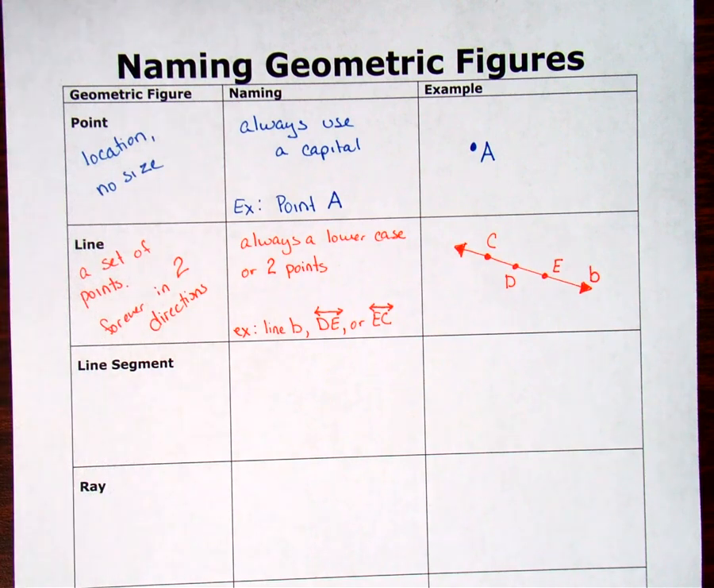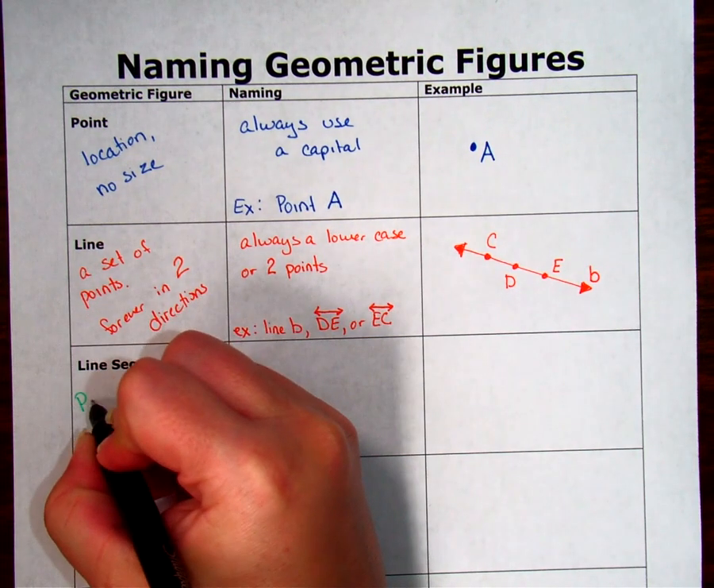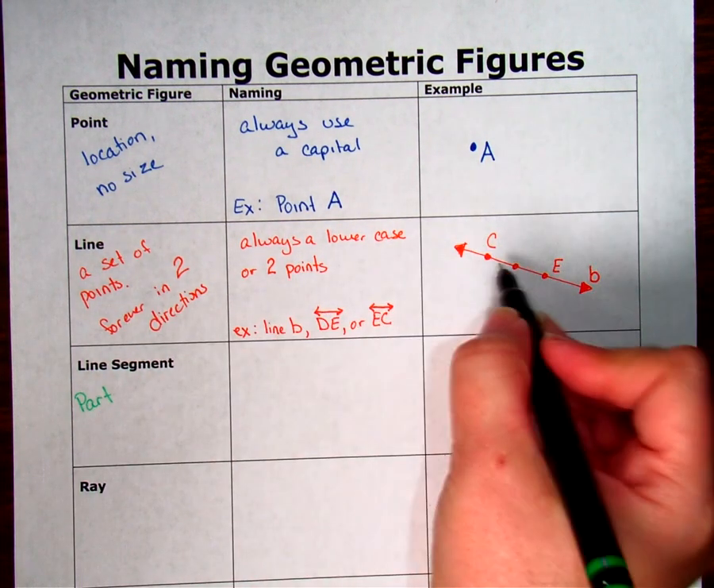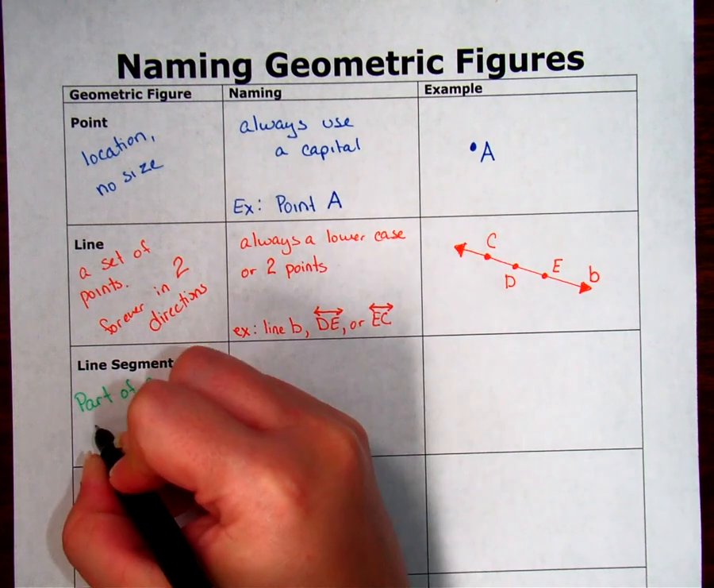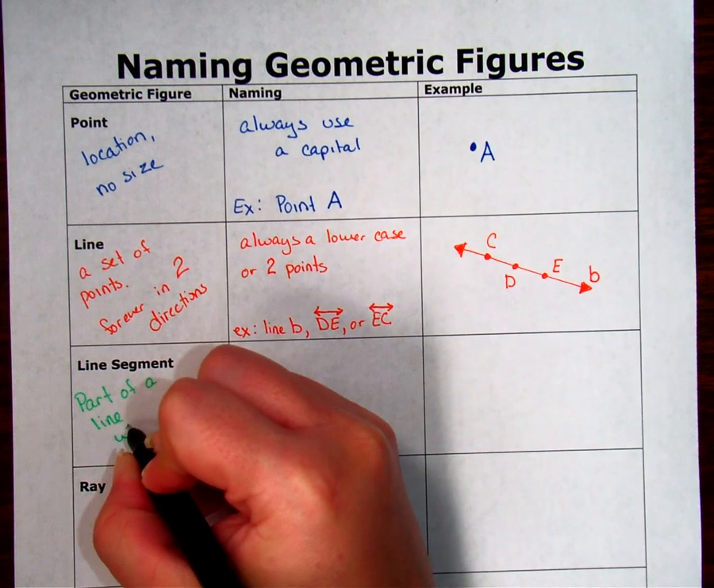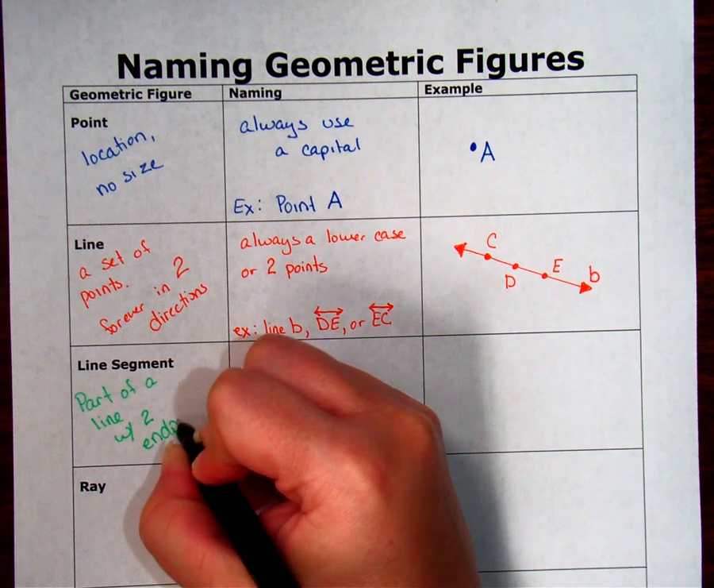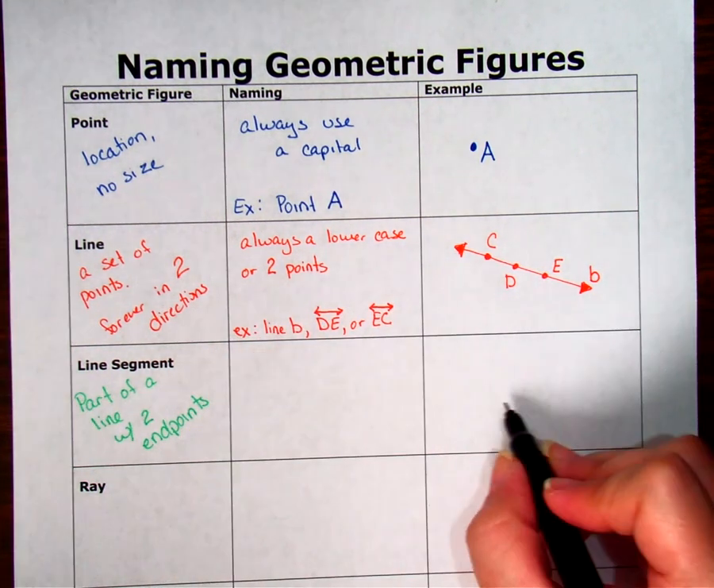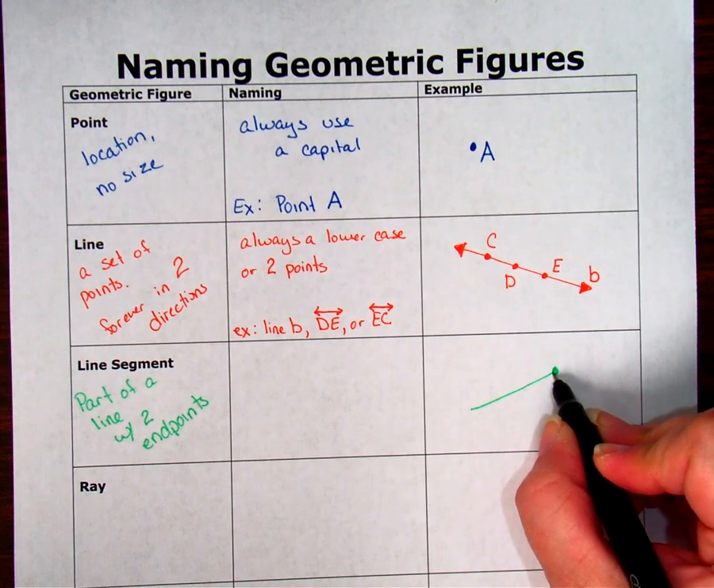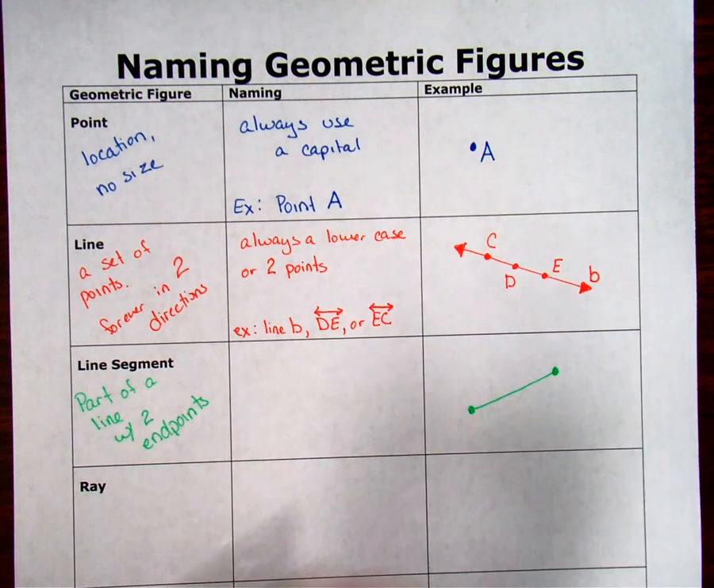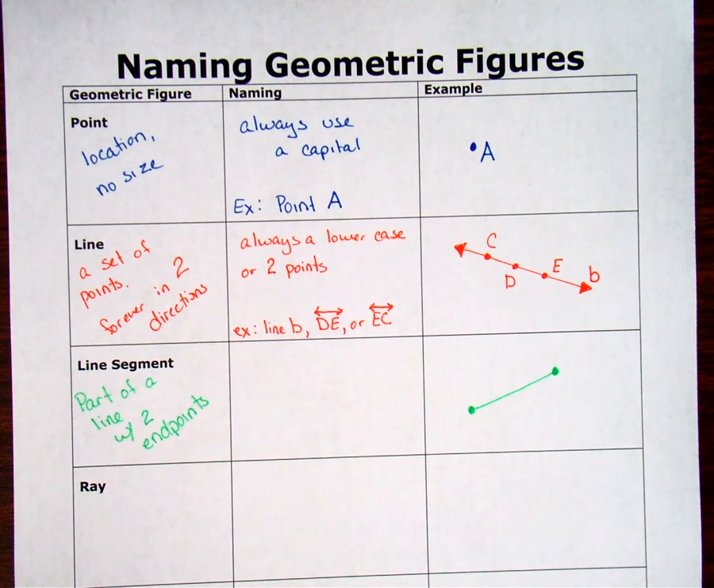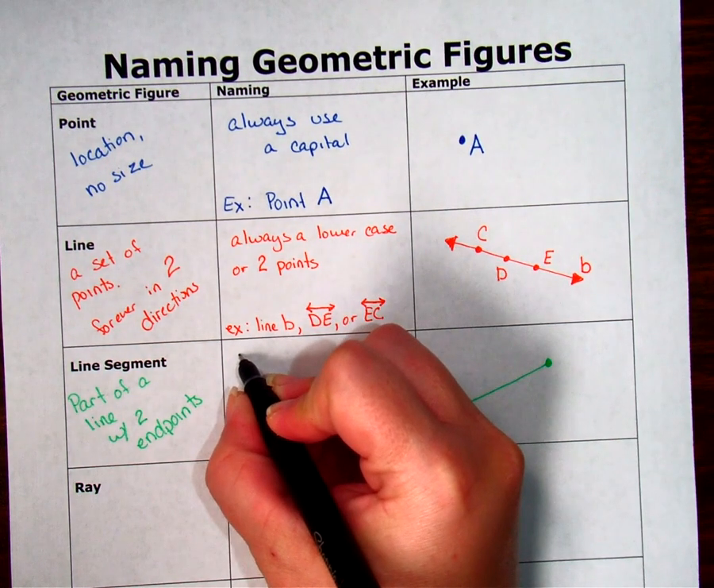Okay, let's look at a line segment. A line segment is part of a line and it has 2 endpoints. So it's part of that whole line that I had there, but instead of going in 2 directions, it has 2 endpoints. So if I were going to draw a segment, I have to make sure that it has points on each end, not arrows on each end. To name our segment, we have to use both endpoints.